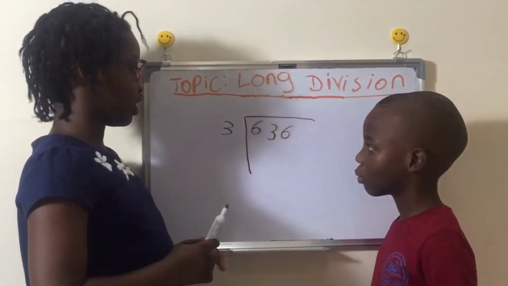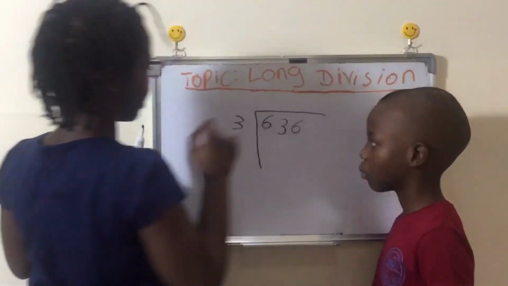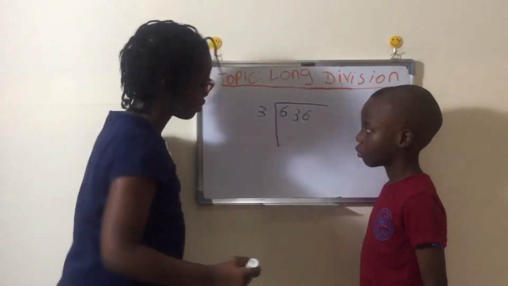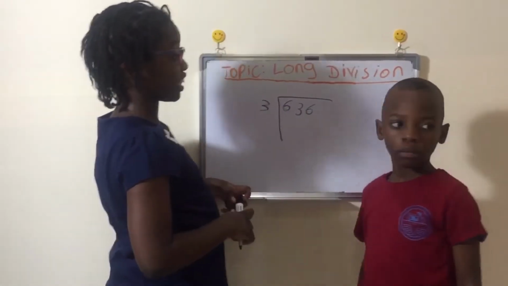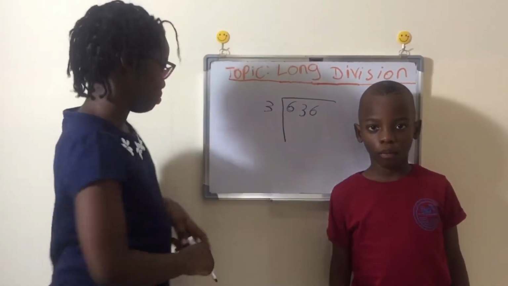What is 636 divided by 3? Now this will get a little tricky, but we will get it.